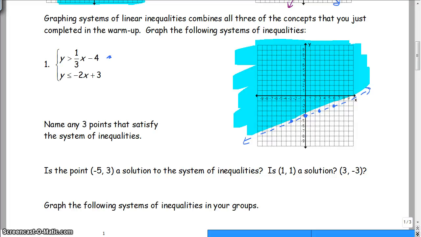Then the next thing that we're going to do is we have to graph this piece. So we have a positive 3 starting point, and we're going to go down 2 over 1, down 2 over 1, down 2 over 1. Hey, look, we found our point of intersection. We will need that. And then we're going to go like this. This is a solid line.